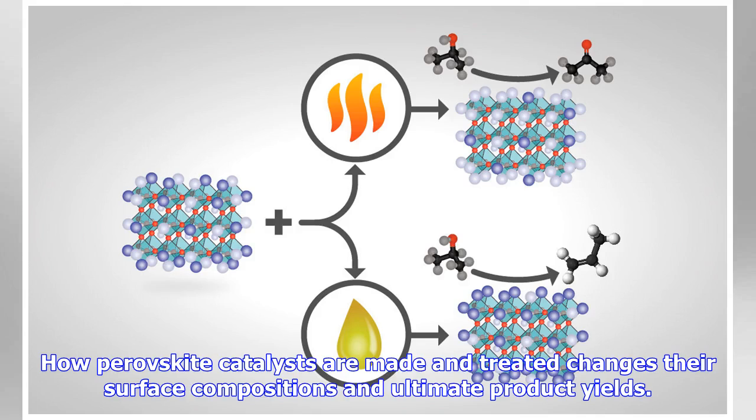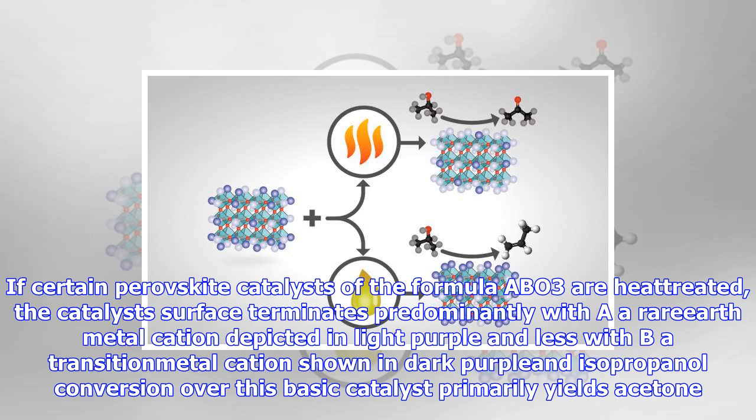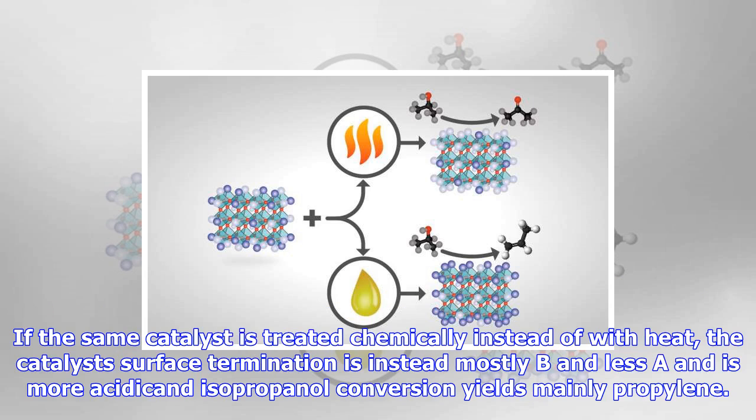How perovskite catalysts are made and treated changes their surface compositions and ultimate product yields. If certain perovskite catalysts of the formula ABO3 are heat-treated, the catalyst surface terminates predominantly with a rare earth metal cation, depicted in light purple, and less with the transition metal cation, shown in dark purple, and isopropanol conversion over this basic catalyst primarily yields acetone.